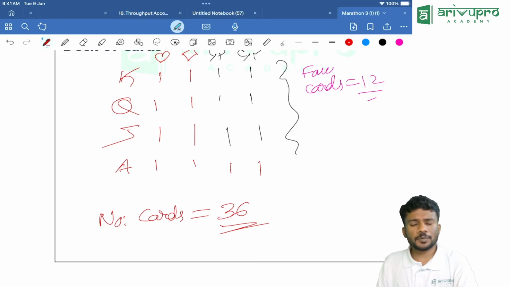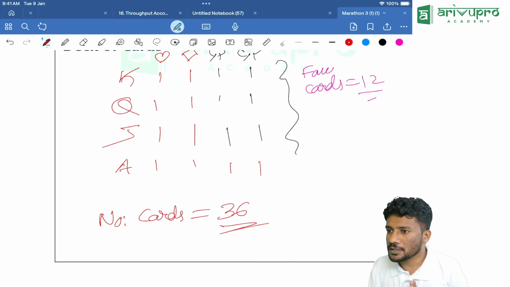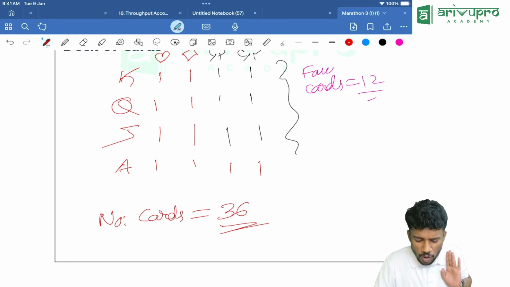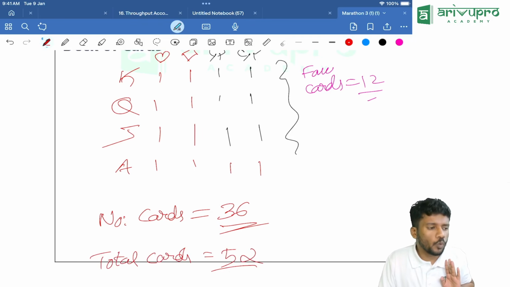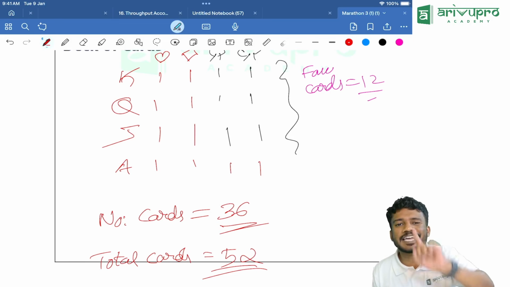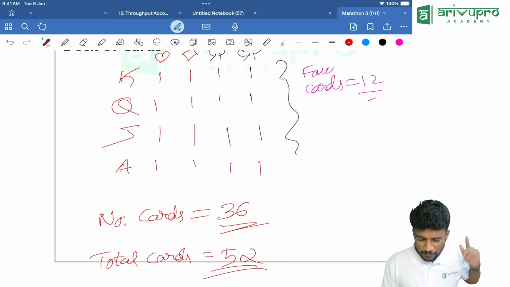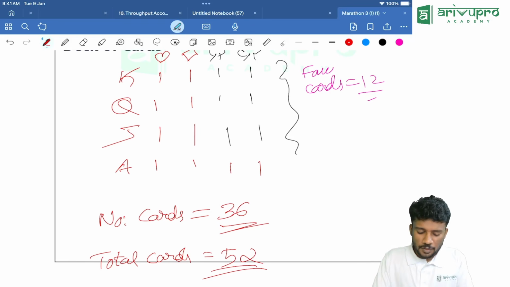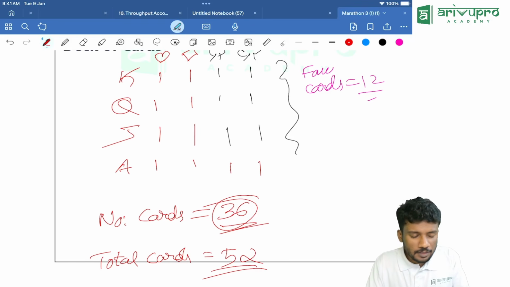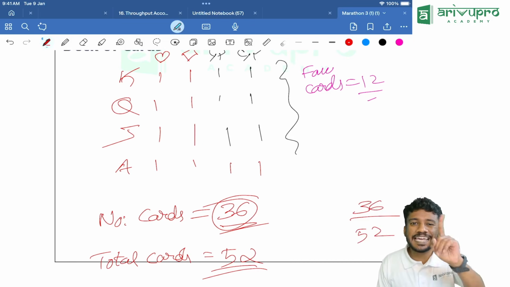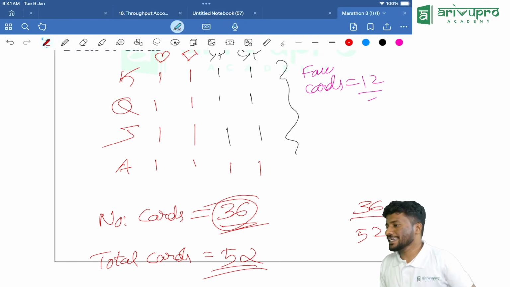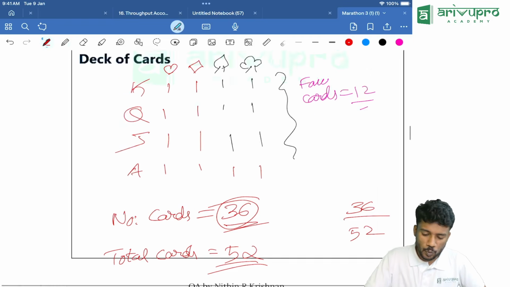What is the probability of getting a number card from a set of cards? Total how many cards are there? Total cards is 52. Now, probability of getting a number card from 52 cards. Favorable outcome is how much now? 36. So, 36 divided by what? 52. Answer is 36 by 52 is the probability of getting a number card from a deck of cards. That is the answer. Next one.